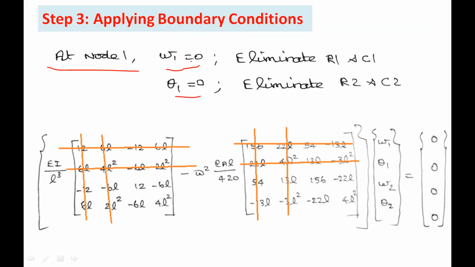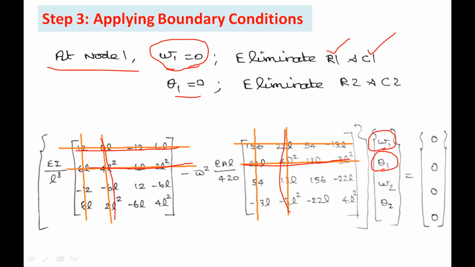So what are the rows and columns related to the degree of freedom W1? This is row 1 and column 1. What are the rows and columns for theta 1? For theta 1, you have to consider the second row and second column. By neglecting row 1 column 1 and row 2 column 2, the remaining we have is only a 2 by 2 matrix, for the stiffness matrix as well as the mass matrix. Solving this 2 by 2 matrix gives us the 2 natural frequencies.